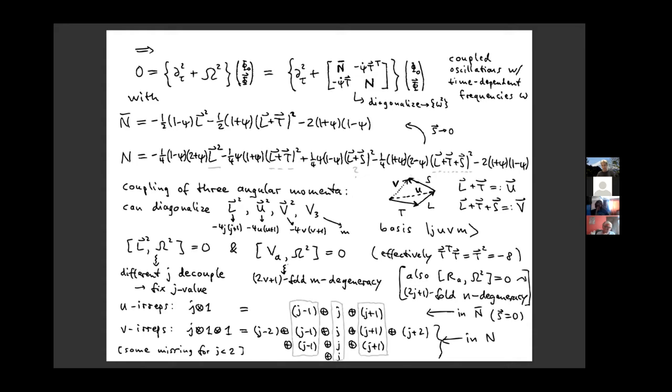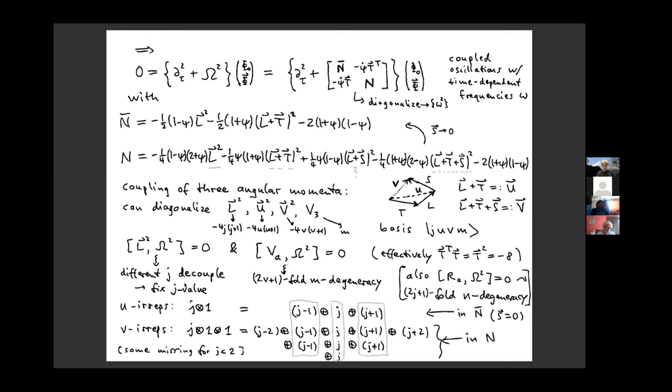And we cannot diagonalize all these combinations, but we can diagonalize, for example, L squared, L plus T squared, and L plus T plus S squared, so U and V. V is the sum of all angular momenta. And so I go to such a basis. Then one can see that L squared commutes with the fluctuation matrix, so we can decompose into different spins J. And the full angular momentum, the full spin V, all components commute with omega squared. So we have a degeneracy in this quantum number V here.